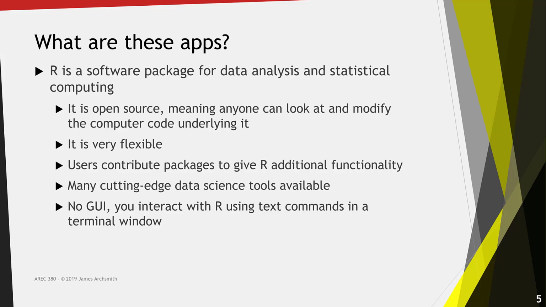So now that we've downloaded and installed these applications, what do they actually do? So we'll start with R. R is a software package for data analysis and statistical computing. It's open source, again meaning anyone can look at and modify the computer code that underlies it. It's a very flexible program. There's a lot that you can do with R. In fact, many users contribute packages to give R additional functionality. There's lots of cutting-edge data science tools available for R. The downside is that there's no graphical user interface to R. You interact with R using text commands in a terminal window, and that can be pretty clunky.